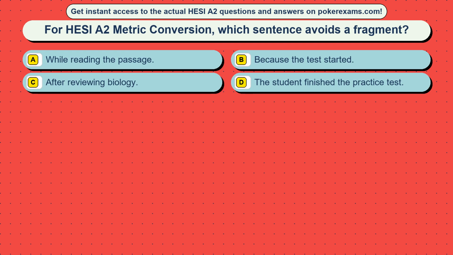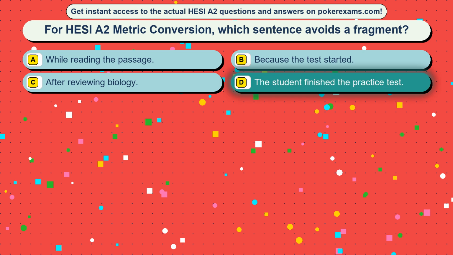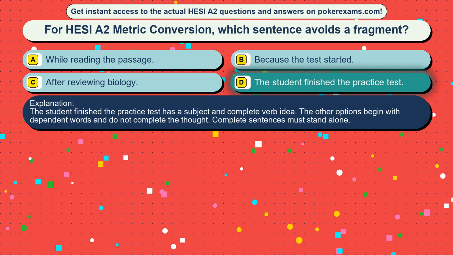Question 32. For HESI A2 metric conversion, which sentence avoids a fragment? Option A, while reading the passage. Option B, because the test started. Option C, after reviewing biology. Option D, the student finished the practice test. The correct answer is option D, the student finished the practice test. The student finished the practice test has a subject and complete verb idea. The other options begin with dependent words and do not complete the thought. Complete sentences must stand alone.